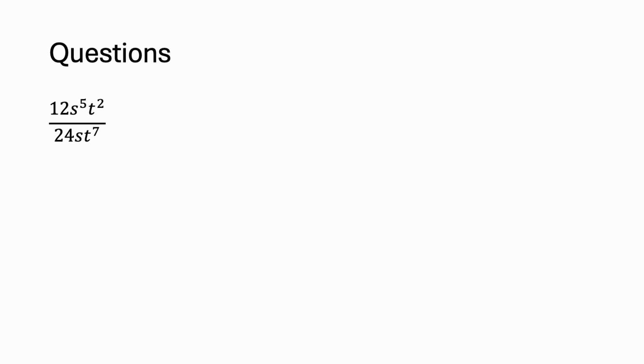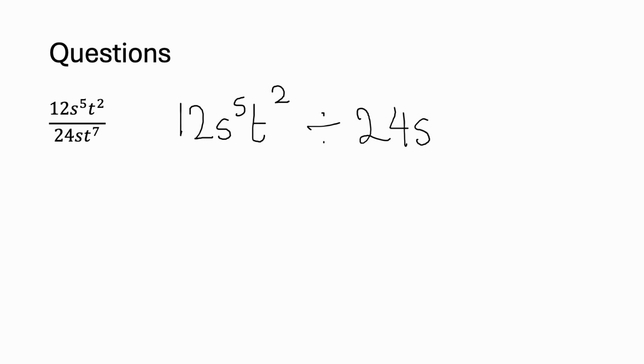Okay, let's do this one here. So we have 12s to the power of 5 t to the power of 2 divided by 24s t to the power of 7. Okay, so 12 divided by 24 is 0.5. It's a half essentially, which is 0.5. But I'm just going to put a half like so.